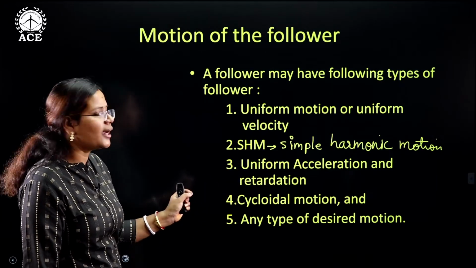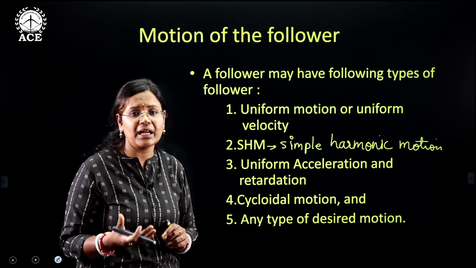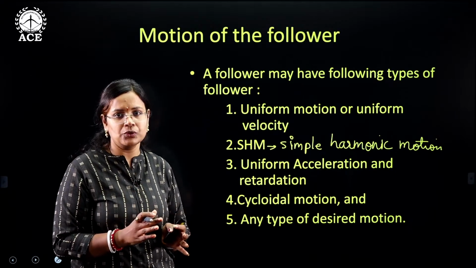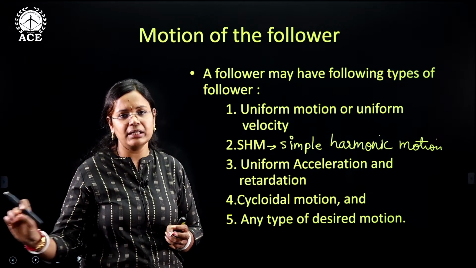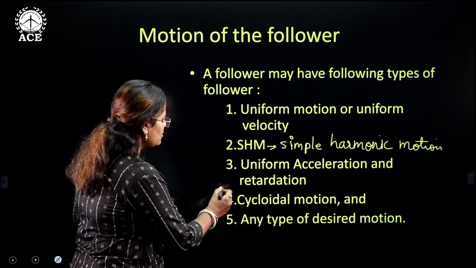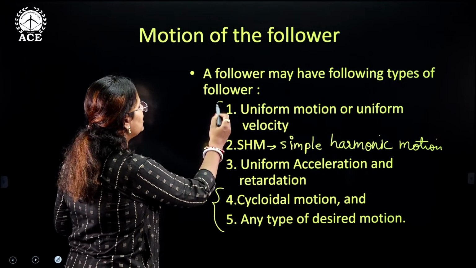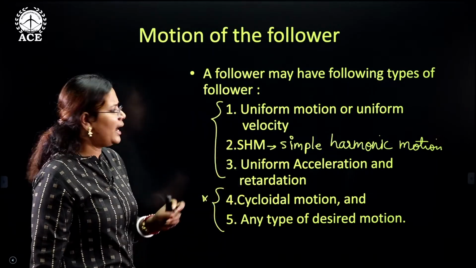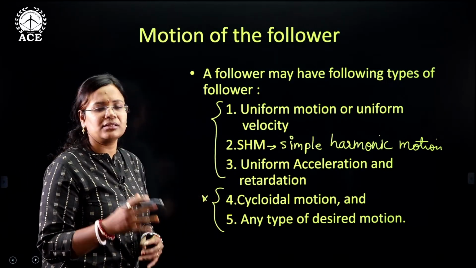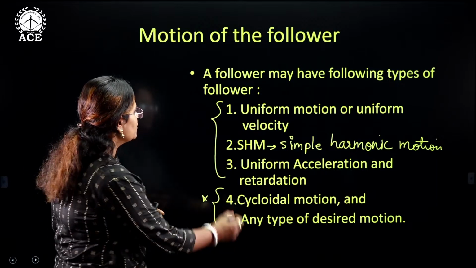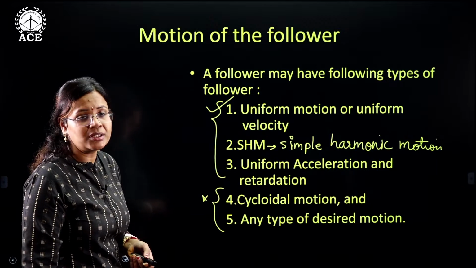Next one is cycloidal kind of motion, and the last one is any type of desired motion that we give for the cam profile, which the follower is able to follow. The motion of the follower is given whenever the cam profile is of any desired shape. These two types we will not be discussing in this session because these three are prescribed and most important. So let us talk about the first one, uniform motion or uniform velocity, and how the behavior is given.